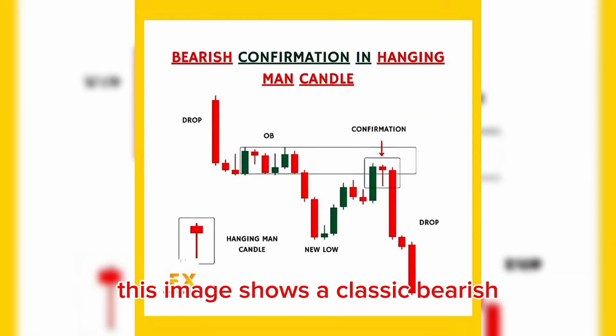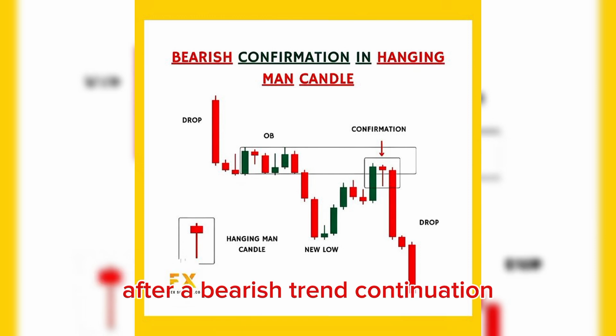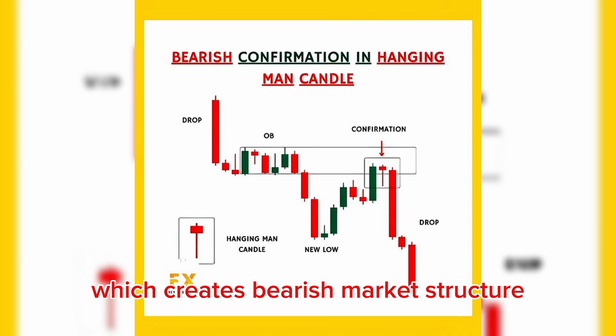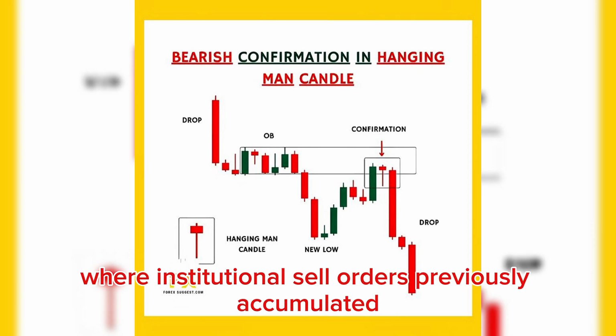This image shows a classic bearish hanging man confirmation inside a supply order block, OB. After a bearish trend continuation, start by noticing the sharp drop on the left which creates bearish market structure. Then price consolidates into a rectangular order block, OB, where institutional sell orders previously accumulated.